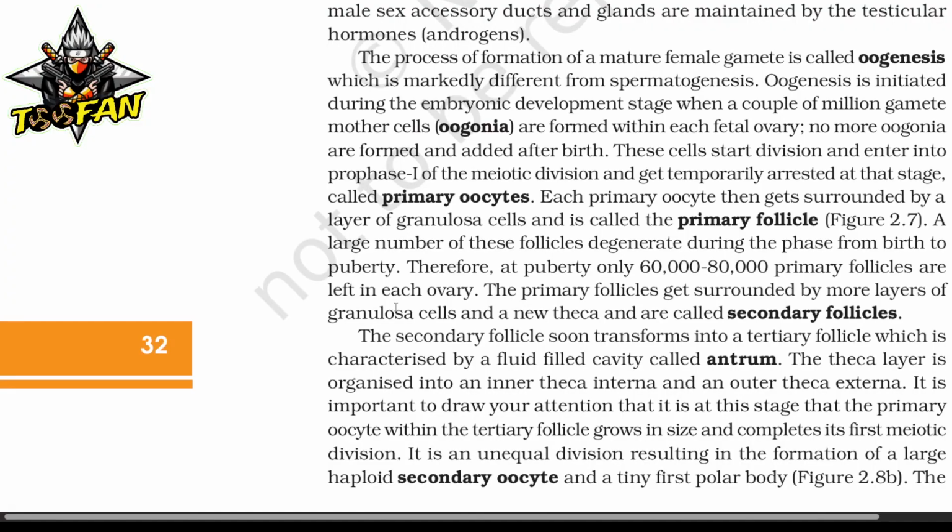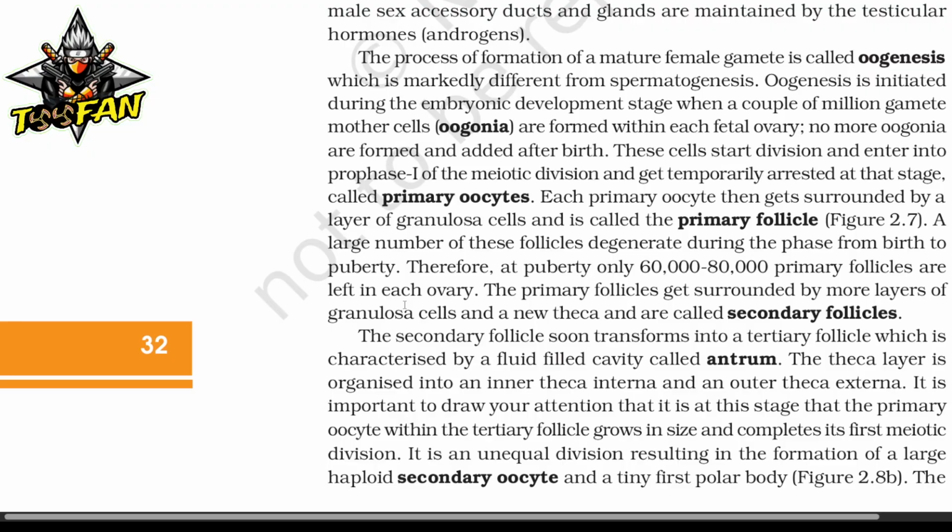The secondary follicles soon transform into the tertiary follicles, which is characterized by the fluid-filled cavity called antrum, and the theca layer is organized into an inner theca interna and outer theca externa. It is important to draw your attention that it is at this stage that the primary oocyte within the tertiary follicle grows in size and completes its first meiotic division.